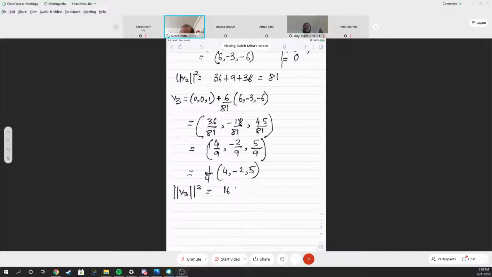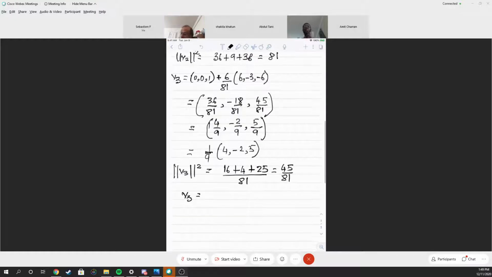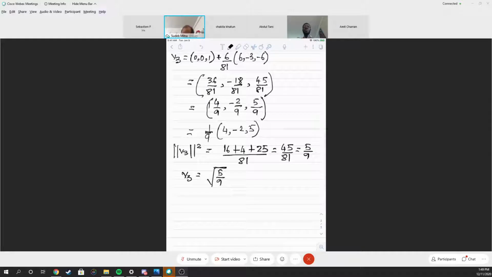16 plus 4 plus 25 upon 81. So that is 45 upon 81. And so the norm of V3 will be the square root of this. So actually this is 5 by 9. So this is the square root of 5 upon 9. So now you normalize, orthonormalize it.